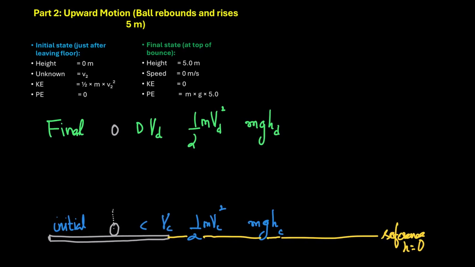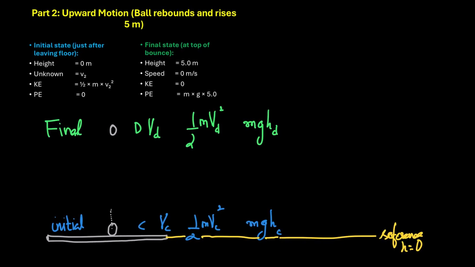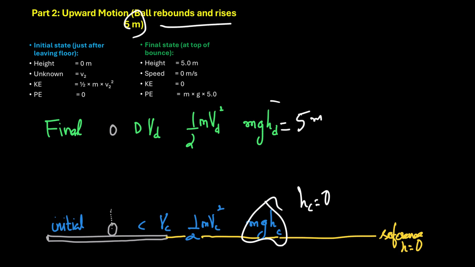Now, again, what happens during the upward motion? Initial position is C, final position is D, corresponding velocities are VC and VD, corresponding kinetic energies are half m VC squared and half m VD squared, and the corresponding potential energies are m g HC and m g HD. The reference here is h equal to 0, which is the ground, which means HC should be equal to 0 here. And the ball is rebounding and rising to 5 meter. Therefore, HD should be equal to 5 meter here.